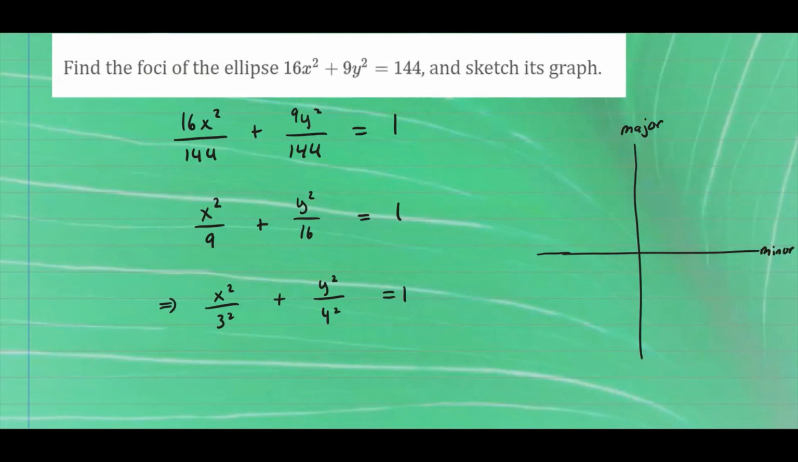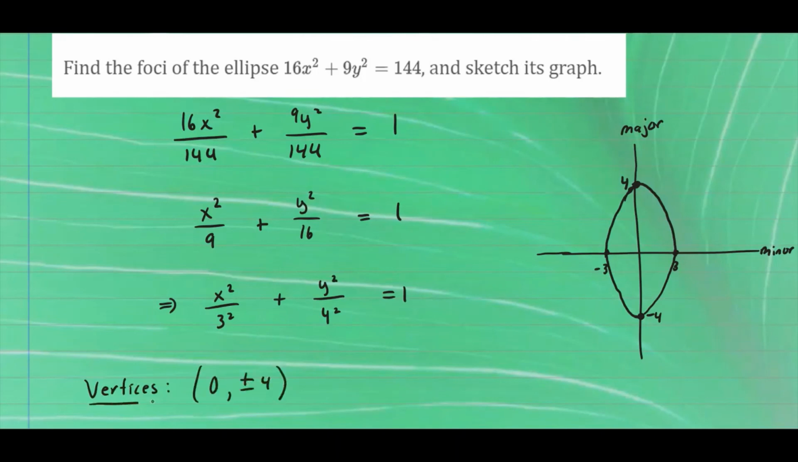Now let's go ahead and draw it. So for distance in the y direction, this would be 4 here and -4 here. So these are the vertices. And in the x direction, we traveled 3 units, so -3 here and 3 here. Let's just roughly estimate. And you connect them, you create an ellipse. Something like that. So now our vertices, as you can see from the picture, are 0, comma, plus and minus 4 because they're along the y-axis.